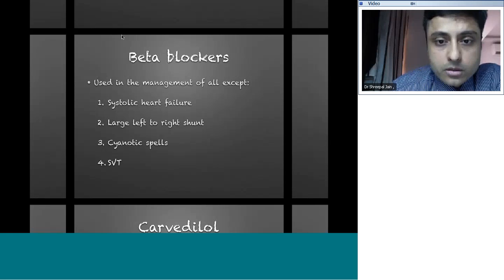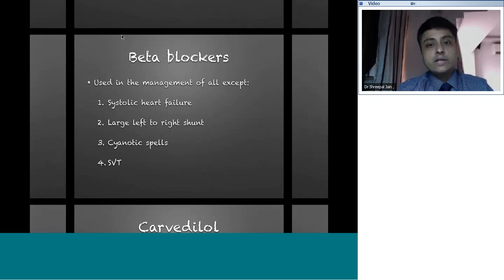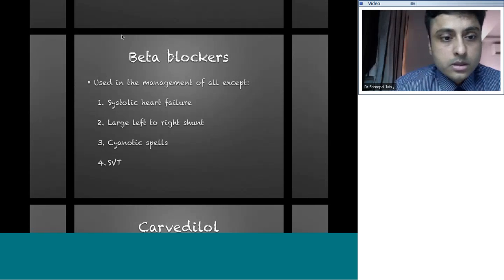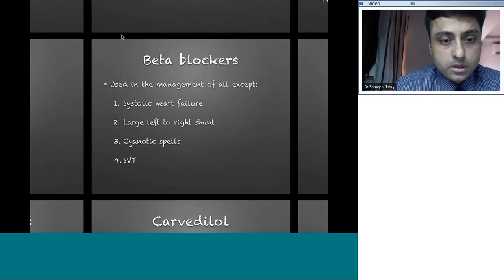So carvedilol, the mechanism of action of carvedilol include all of the following except number 1, that it's a non-specific beta blocker. Number 2, that it produces compensatory alpha stimulation. Number 3, it's an antioxidant. Number 4, it's an anti-proliferative drug. So what do you think is the right answer?